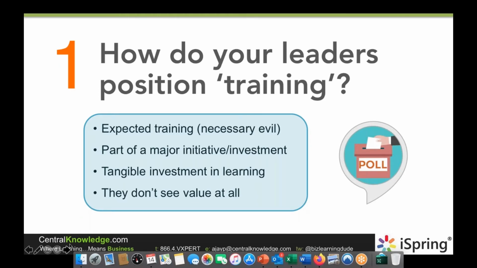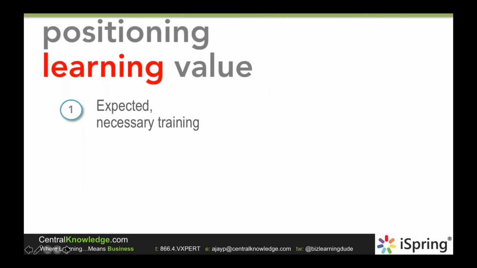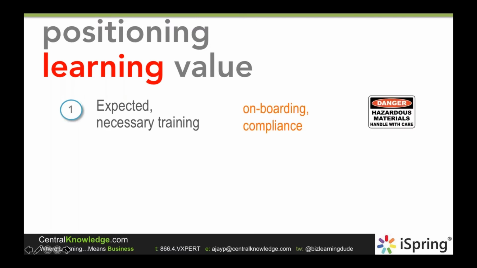So let's see what I'm talking about here. It was a bit of a leading question that I'm sharing with you. When I speak about expected or necessary training, as I mentioned, we're talking about onboarding or compliance, things that need to happen. And in this context, they're giving you money. They're not asking for a return on investment. What they're asking for in return is actually that people know what they're doing when they come on board. So when you get new employees, they can actually do their job properly, right?